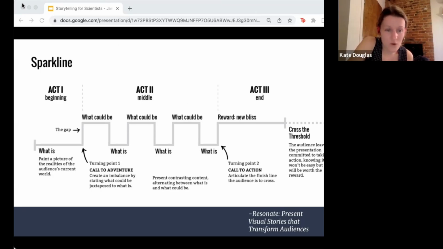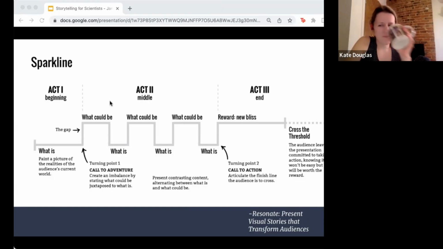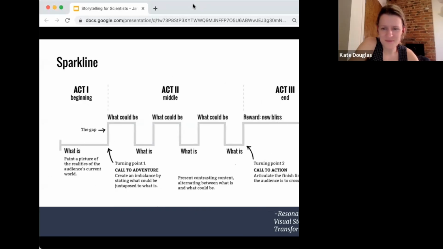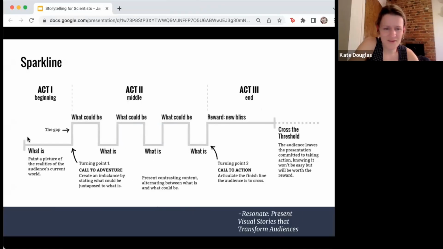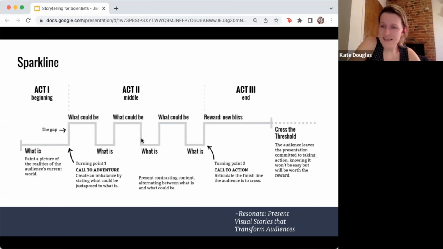So this is, whoa, Michelle has more. What is yard filled with mosquitoes? What could be? An oasis. Terrific. What could be? Birds feeding baby birds. Lovely. So you get the idea. Is again, tension release, state of what is and what could be.